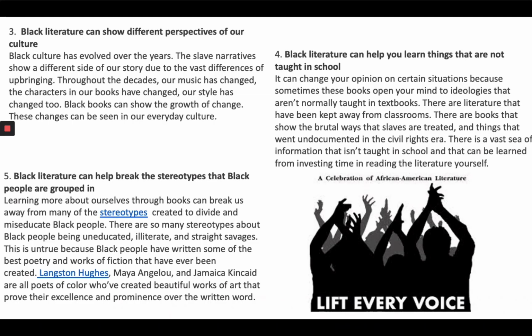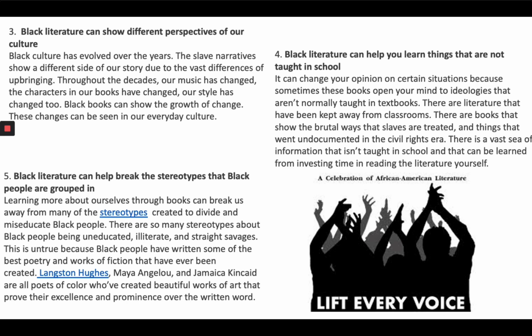Number 3, Black literature can show different perspectives of our culture. Black culture has evolved over the years, as has all cultures. The slave narratives show a different side of our story due to the vast differences of upbringing. Throughout the decades, our music has changed, the characters in the books have changed, style has changed too. Black books can show the growth of this change, and these changes can be seen in our everyday culture, things that we experience every single day.